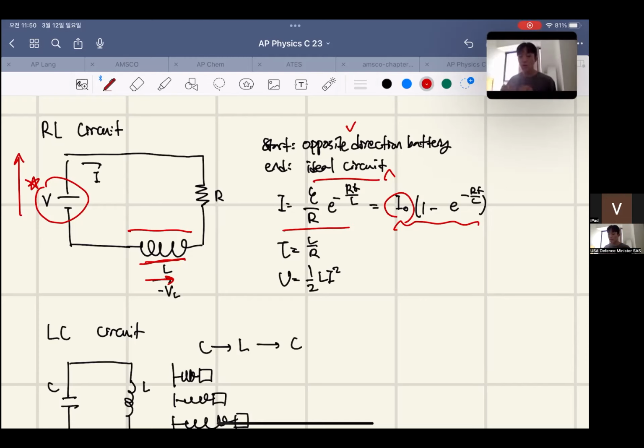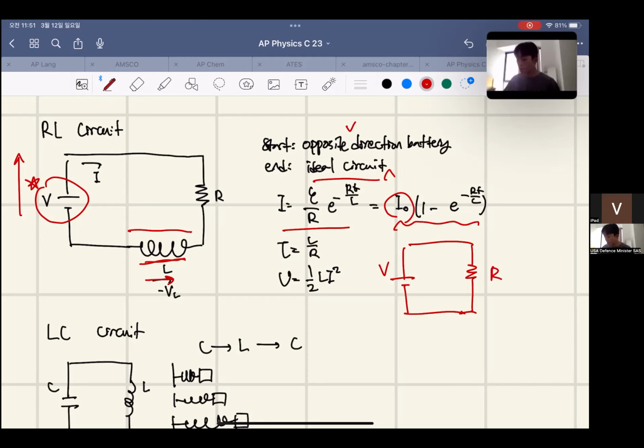So in order to calculate I0, or the maximum amount of current that's flowing in your circuit, you simply have to calculate the amount of current flowing in a circuit where you have the same resistor, the same battery, however, no inductor present. Because, again, after an infinite amount of time, the inductor is going to simply work like an ideal connected circuit.